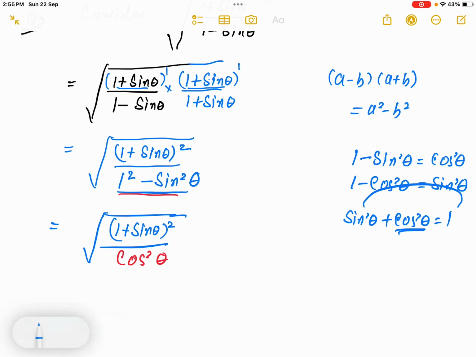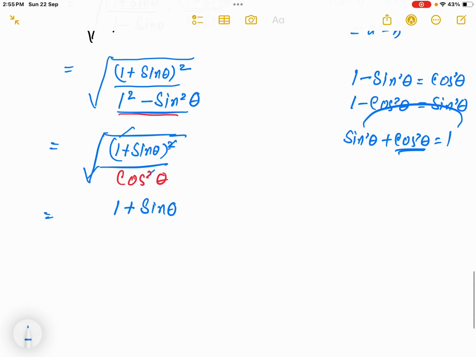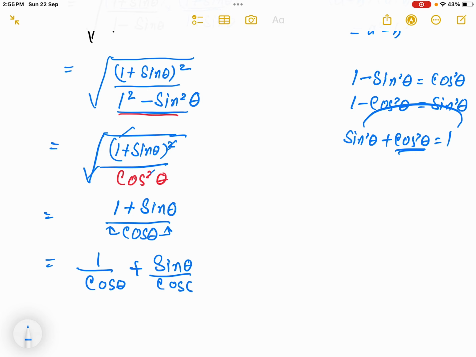So square and root will cancel. In the numerator, I will be having 1 plus sine theta. In the denominator, I will be having cos theta. Now this cos theta will be individually divided into 1 and into sine theta. So it will become 1 by cos theta plus the second term, sine theta over cos theta.